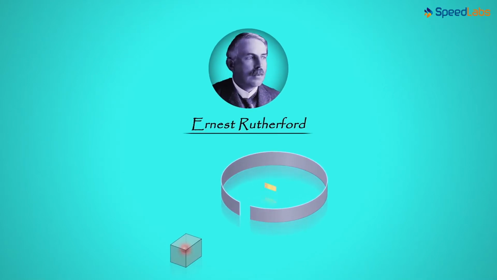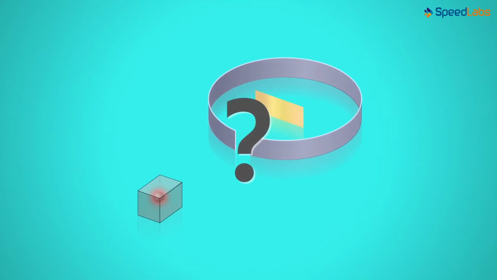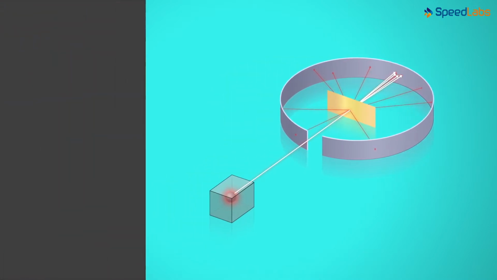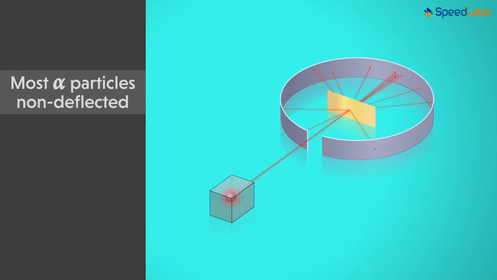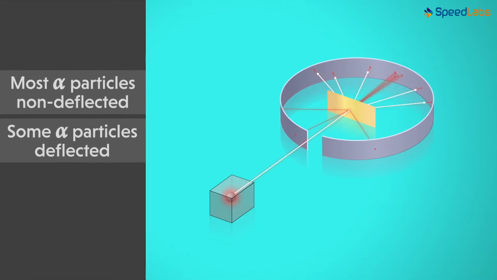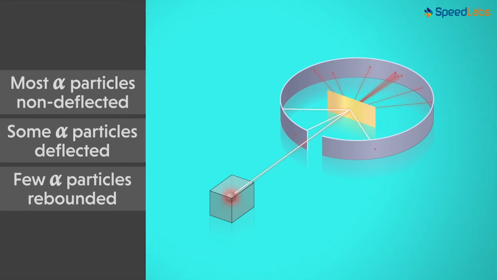Rutherford's gold foil experiment gave him interesting results. What results did he get, by the way? Let me recall them for you. He found that most of the fast-moving alpha particles passed straight through the foil and hit the detector. However, some particles got deflected by small angles. And lastly, to his astonishment, few alpha particles also rebounded.